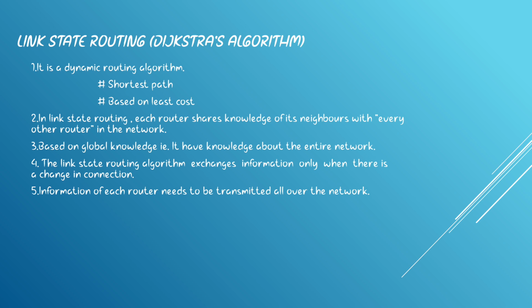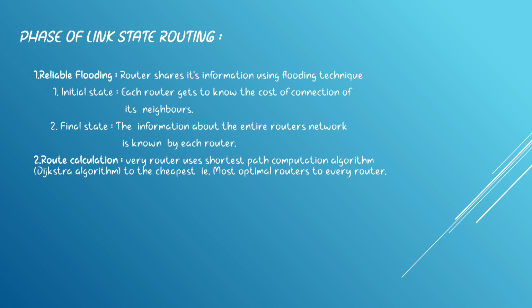The link state routing algorithm exchanges the information only when there is a change in connection. Information of each router needs to be transmitted all over the network. There are two phases of link state routing. First, reliable flooding. Router shares its information using the flooding technique.